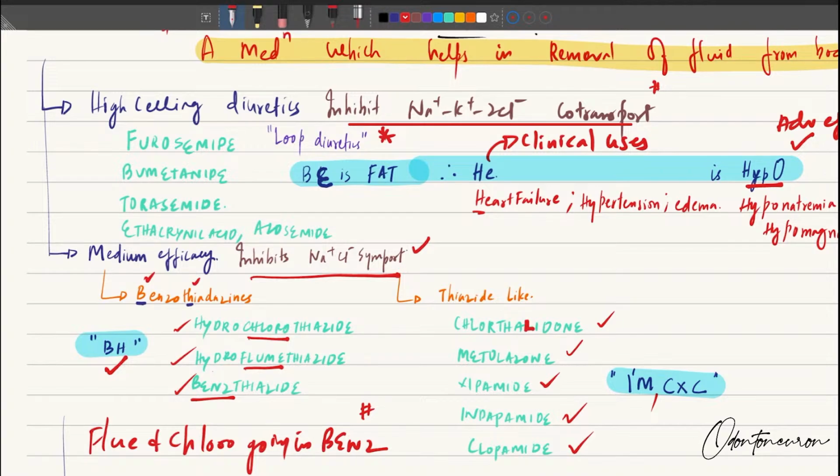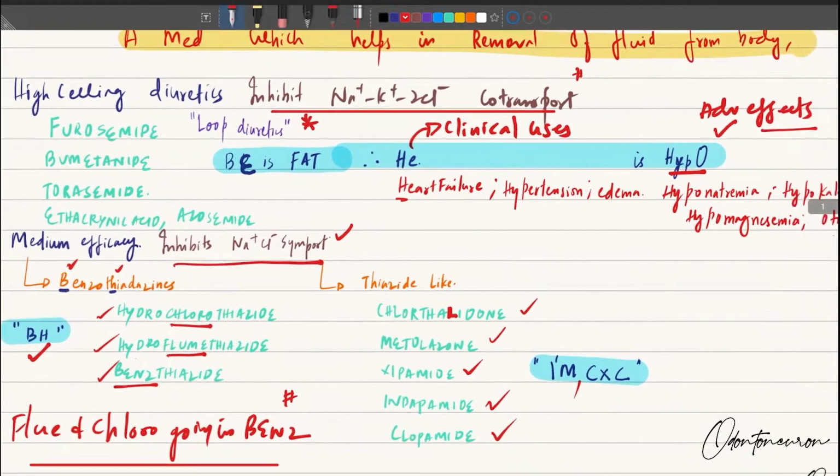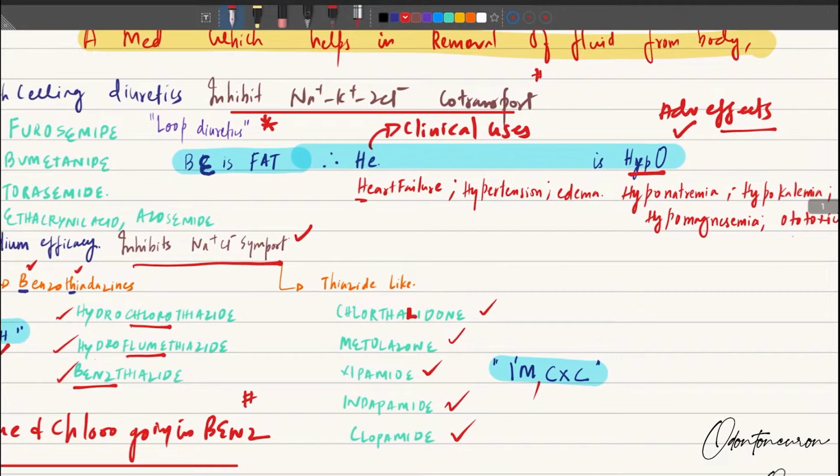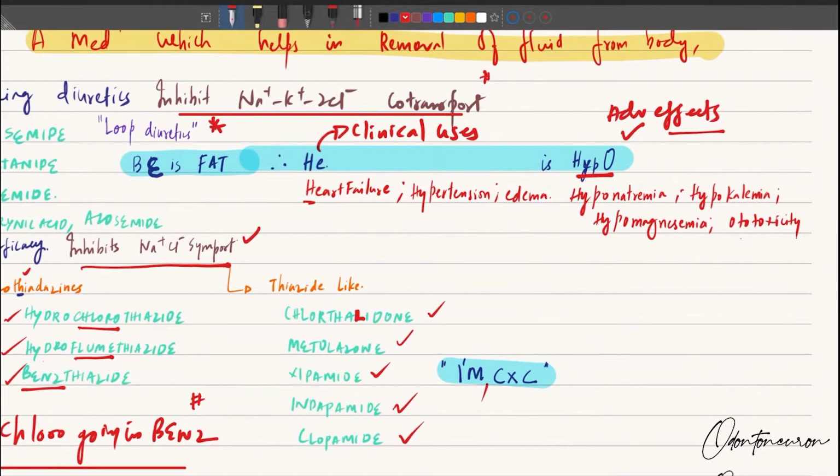They inhibit the sodium potassium chloride co-transporter, and the mnemonic is very easy for this. B is fat, therefore he is hypo. B is bumetanide, E is ethacrynic acid, S is torsemide, fat is furosemide, A is azosemide, and T is tripamide. Therefore he is clinical uses: heart failure, hypertension, edema. I feel like I have heart failure because of these exams. And next is hypo: hyponatremia, hypokalemia, hypomagnesemia, and ototoxicity.